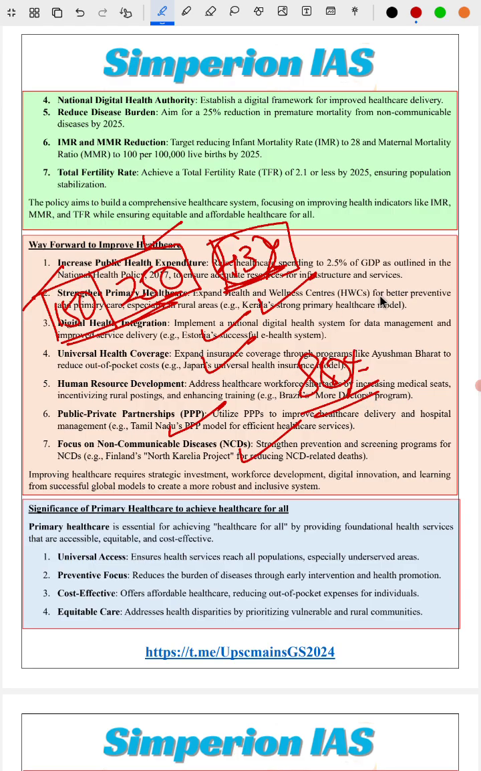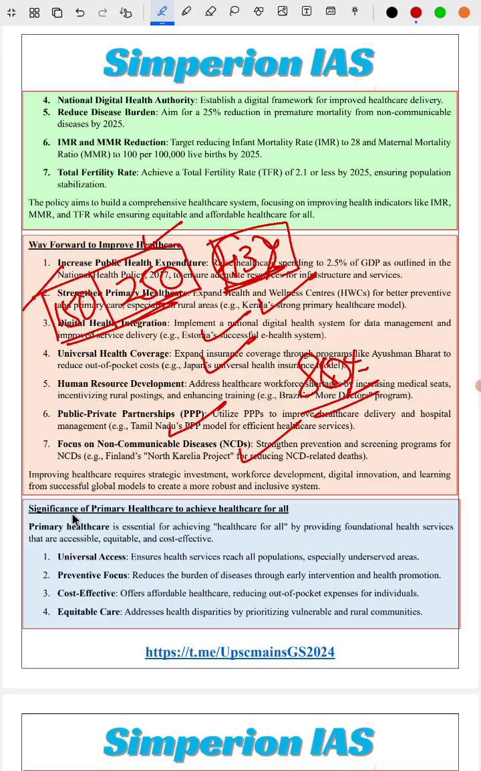So there is no innovation here, no invention. Just follow the PYQ, just follow the syllabus. You will clear this examination with flying colors. Let's continue. Next is the significance of primary healthcare to achieve healthcare for all.